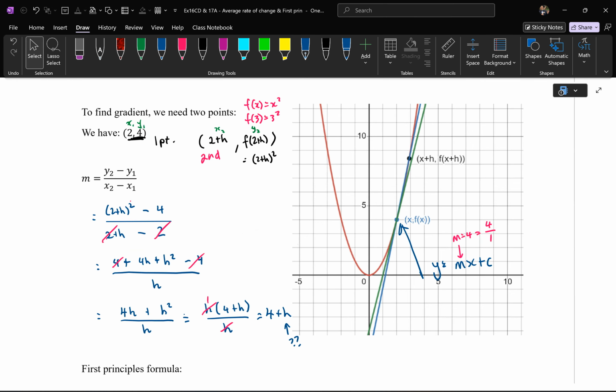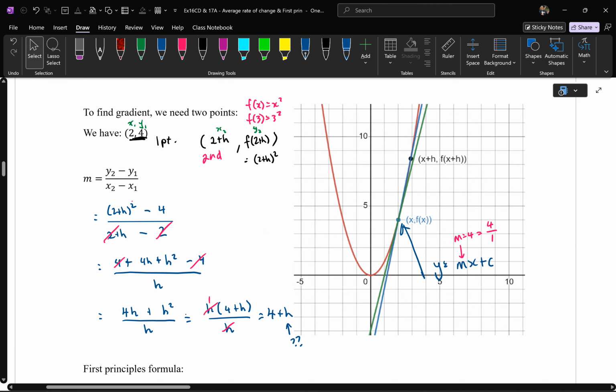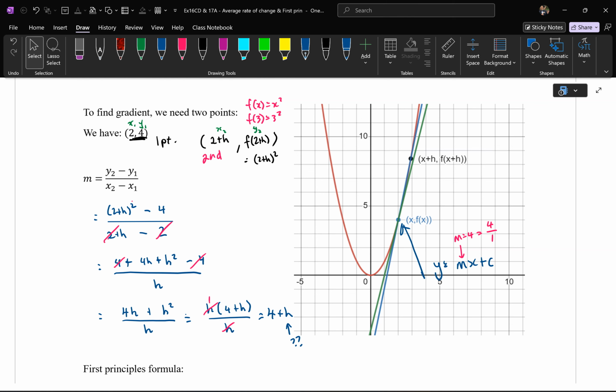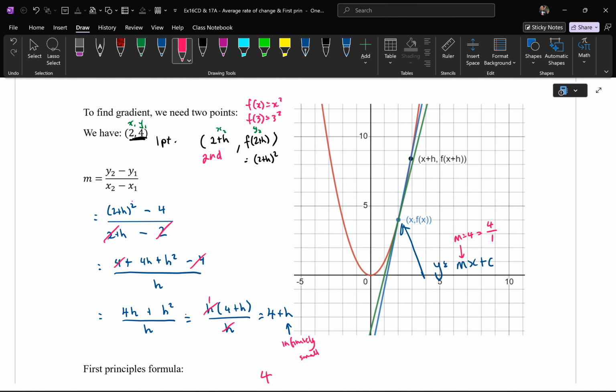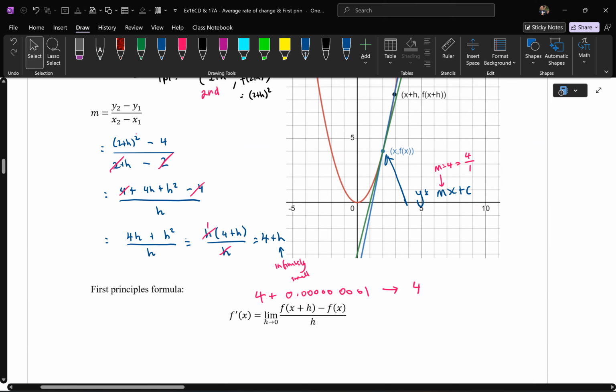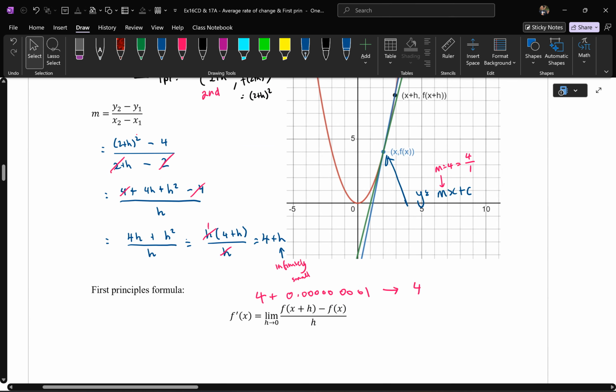But you see, 17A, wasn't that scary? It's a lot of algebra, a little bit of thinking, a little hypothetical. That last bit there, if h is infinitely small, then 4 plus something very, very small is approaching 4. And with that idea, this is what we call first principles.